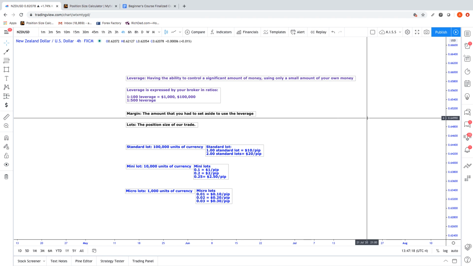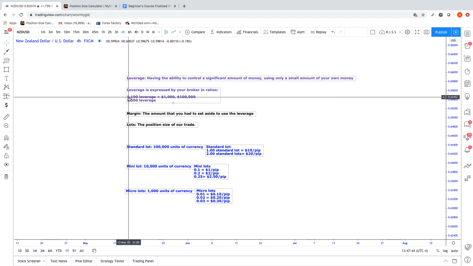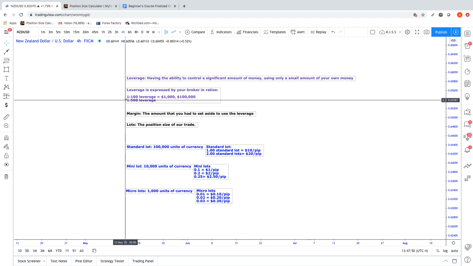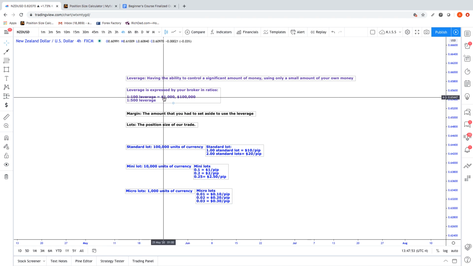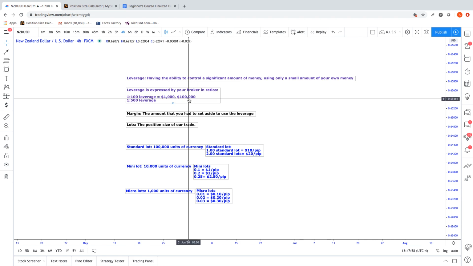Now, brokers allow what is called leverage and the use of margin. Leverage allows us to control a very large amount of money using only a small amount of your own money, putting up only a small amount to take control of a lot. Leverage is expressed by your broker in ratios. Oftentimes brokers range from 1 to 100 to 1 to 500. What that means is, for every $1,000 of your own money that you put up, the broker is allowing you to trade as if you had $100,000.